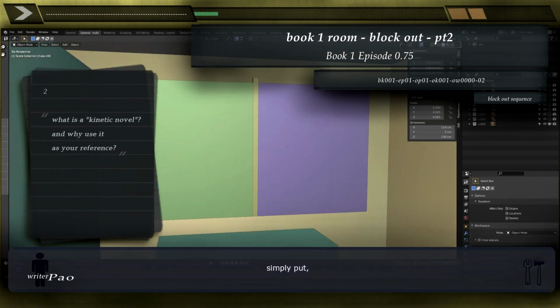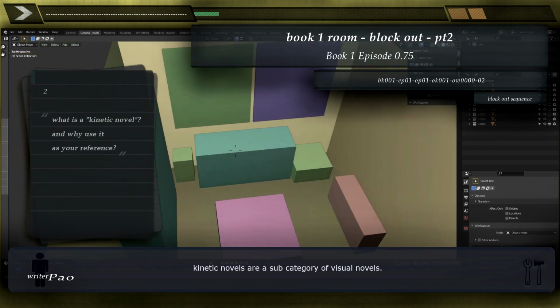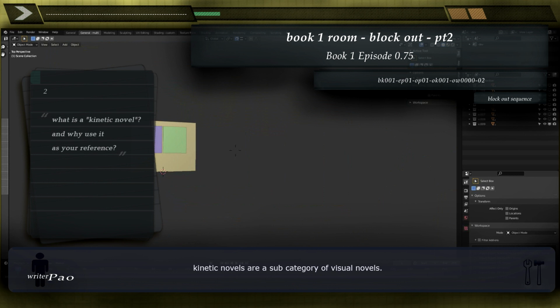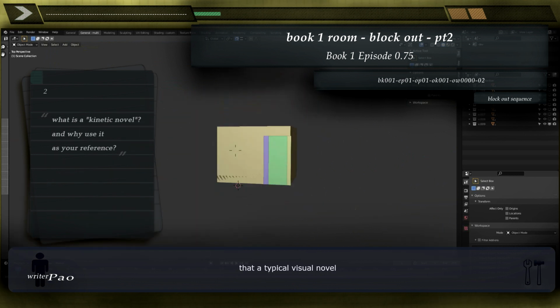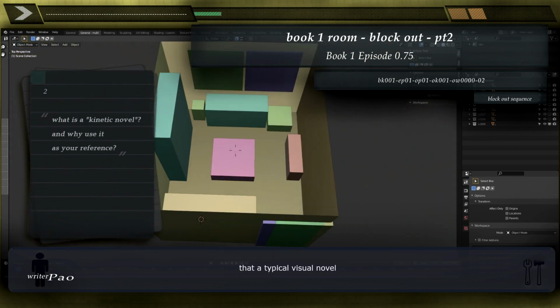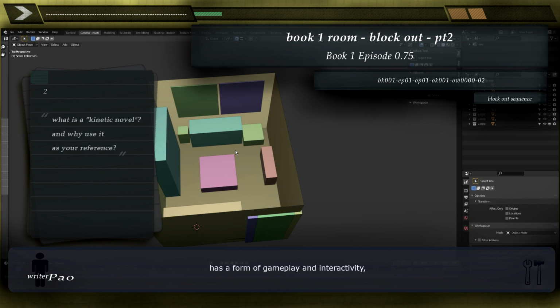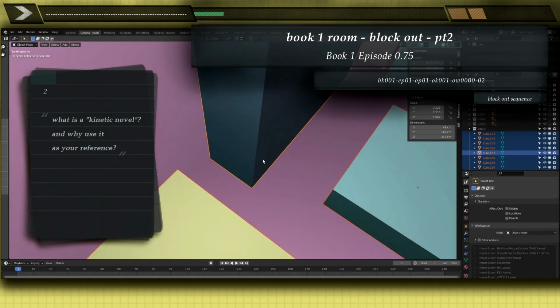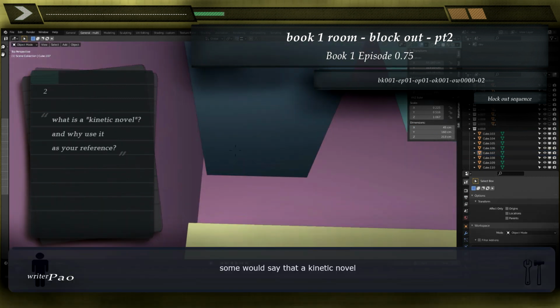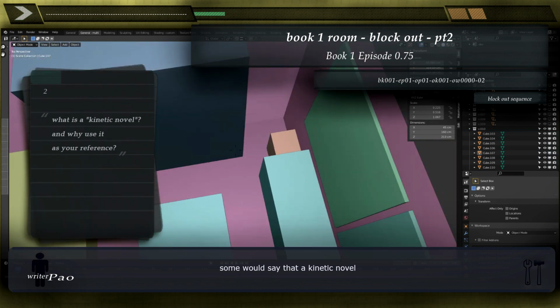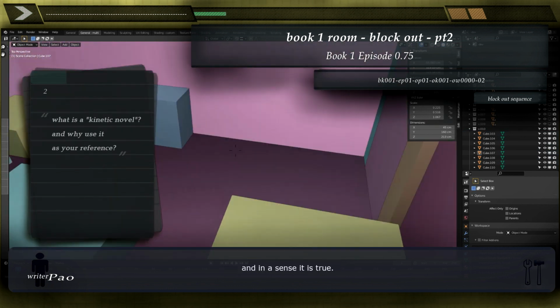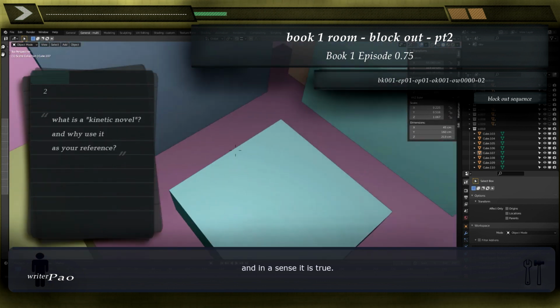Simply put, kinetic novels are a subcategory of visual novels. The difference being that a typical visual novel has a form of gameplay and interactivity. A kinetic novel does not. Some would say that a kinetic novel is a downgraded visual novel, and in a sense, it is true.